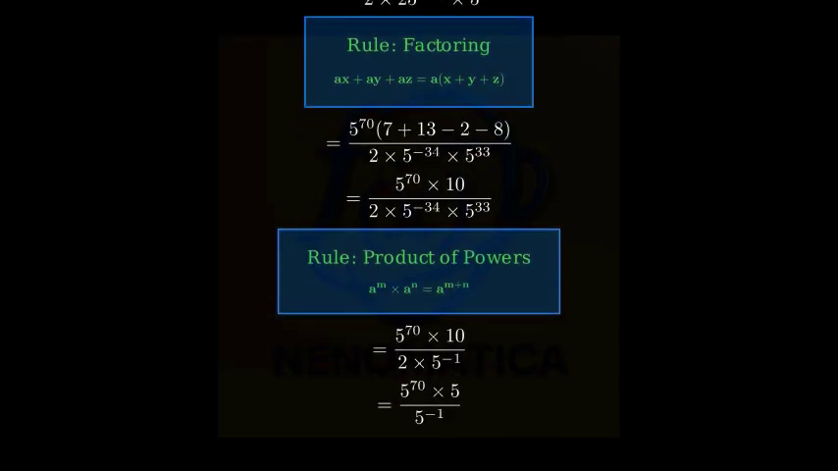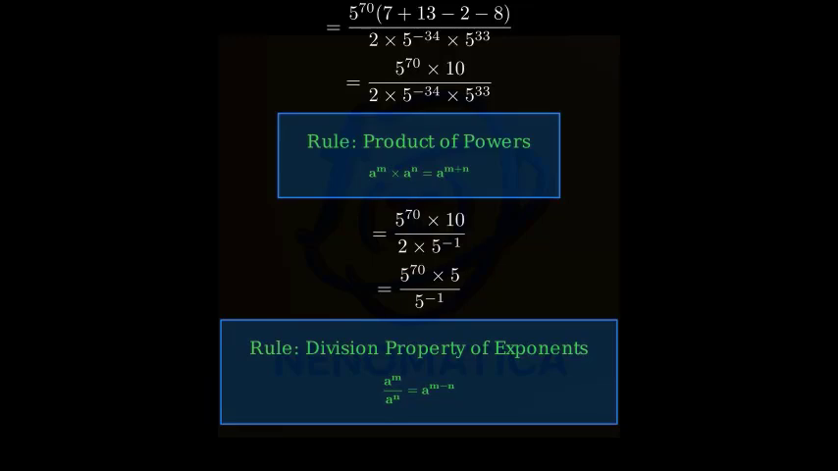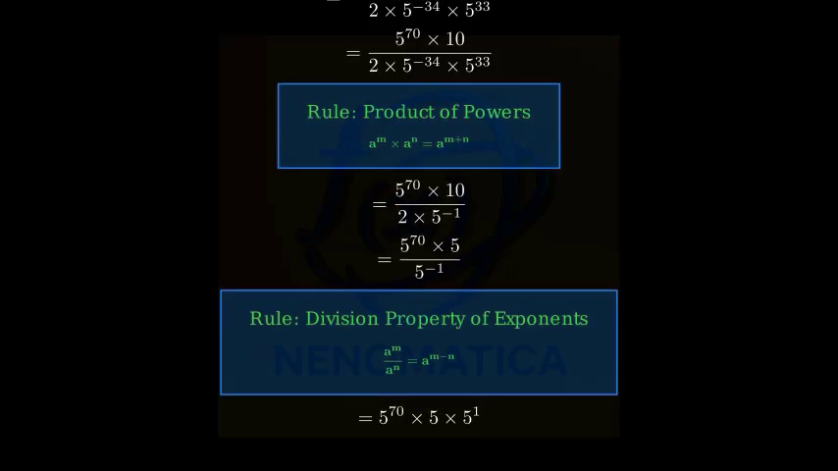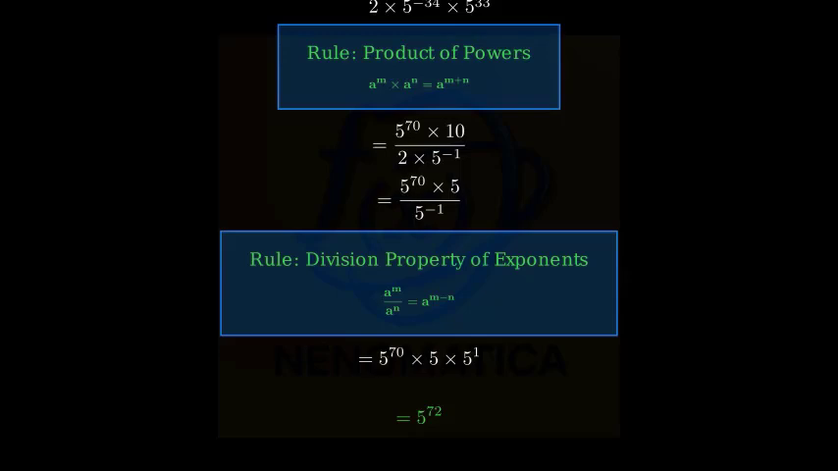In the numerator, we have 5 to the power of 70 times 10. In the denominator, we have 2 times 5 to the power of negative 1. First, let's divide 10 by 2 to get 5. So we have 5 to the power of 70 times 5, divided by 5 to the power of negative 1. Using the division property of exponents, we can rewrite this as 5 to the power of 70 times 5 to the power of 1, since 1 over 5 to the negative 1 equals 5 to the power of 1. Finally, which is 5 to the power of 72.